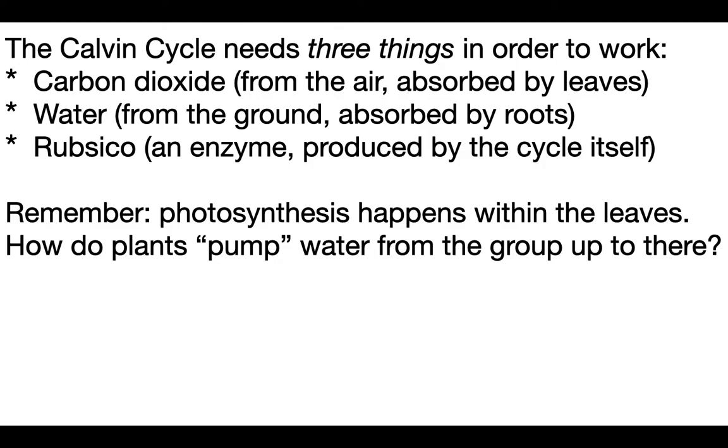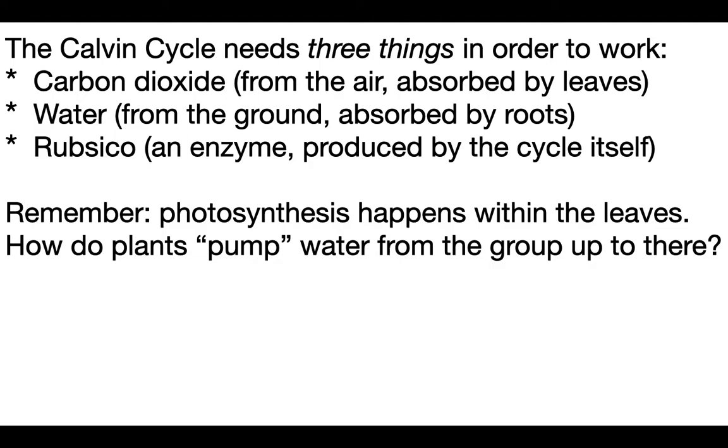So remember that photosynthesis happens within the leaves of the plant, and the leaves of the plant are usually up high so that they can catch the sunlight. So how do plants pump water up from the ground up to the leaves? Sorry, that says from the group up to the leaves. It should say from the ground up to the leaves. And obviously the water isn't just going to levitate up through the plant under any normal process.